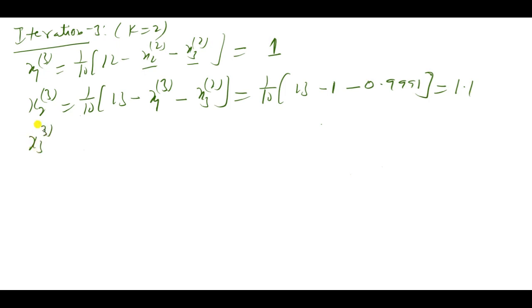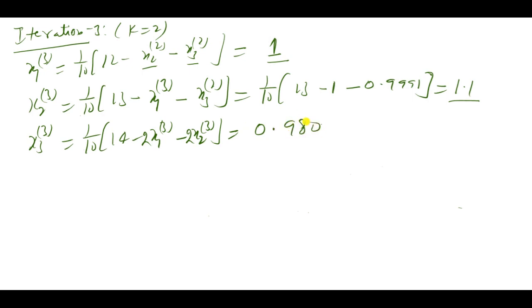Now x3^(3) is 1 by 10 (14 minus 2 x1^(3) minus 2 x2^(3)), and x1^(3) is 1 and x2^(3) is 1.1. Substitute both values here and simplify with the help of the calculator, then we obtain 0.980.